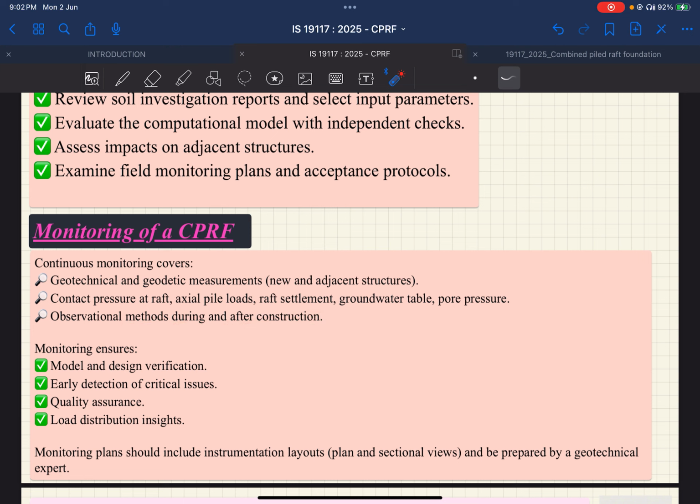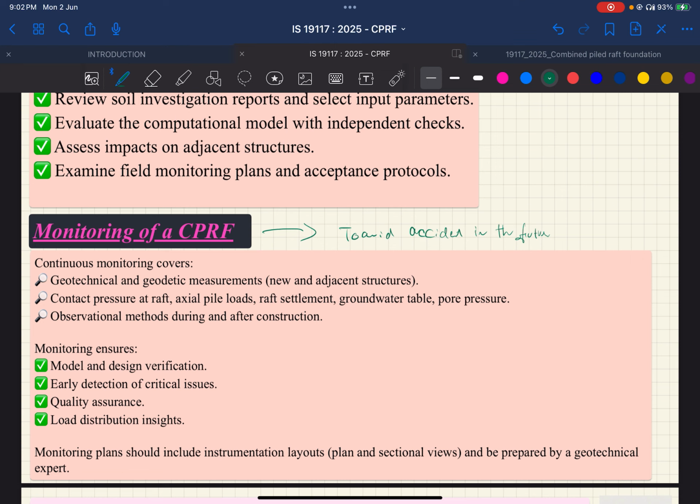What does it mean? Why do we need this monitoring? Is it very important? Yes, it is very important to monitor the building, the structure adjacent to the excavation and our CPRF system. The reason here is to avoid accidents in the future.